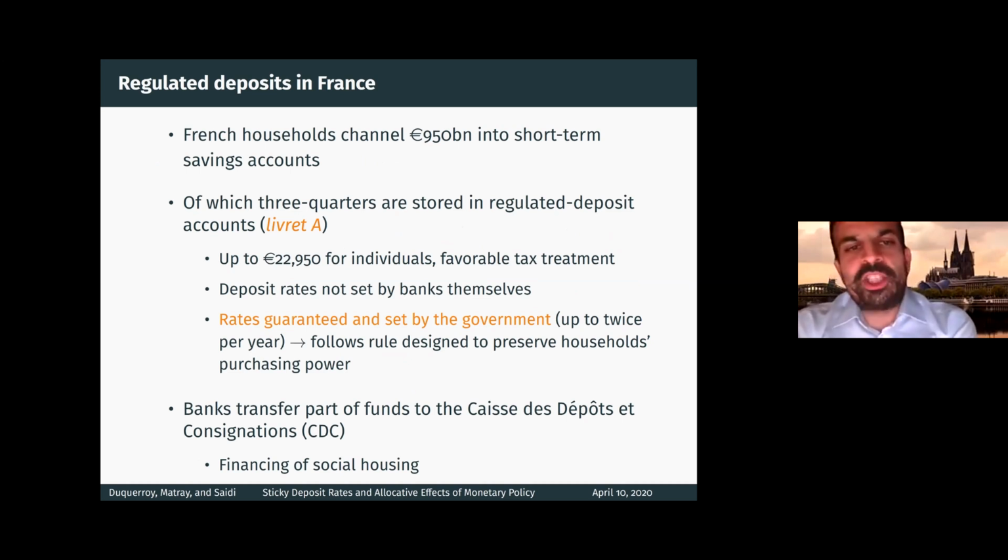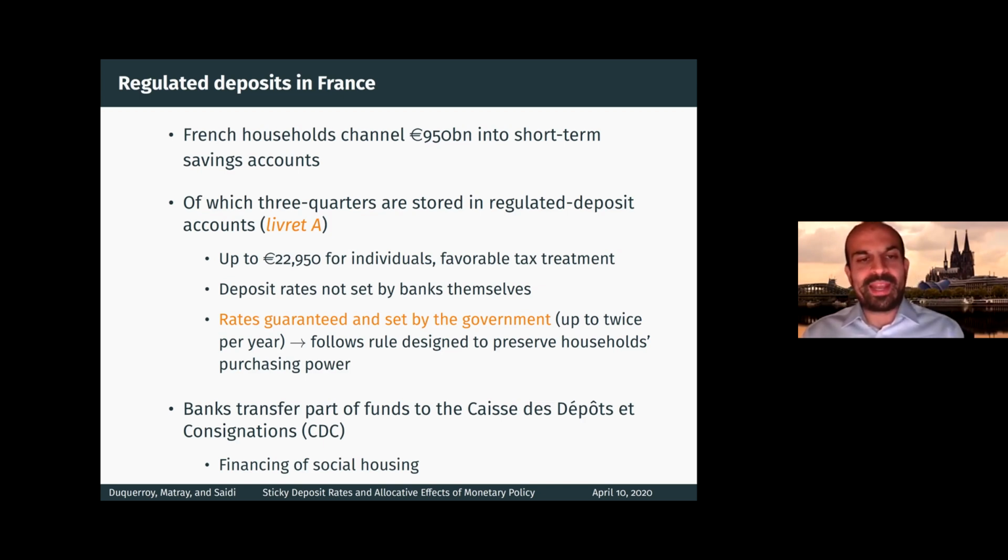As I mentioned before, the grand feature that we're exploiting here is that the rates on these deposits are not set by the banks themselves. They're instead guaranteed and set by the government in a very weird and interesting way, which I hope justifies to you the term sticky, okay? They can only do this twice per year at predetermined times in February and in August. And in doing so, these deposit rates follow rules that are designed to preserve households' purchasing power, so they do not really perfectly capture monetary policy. On top of that, sometimes the government does not follow these rules, because the central bank or the government itself can veto applying the rule to the new rate that has to be set in February and August. Okay.